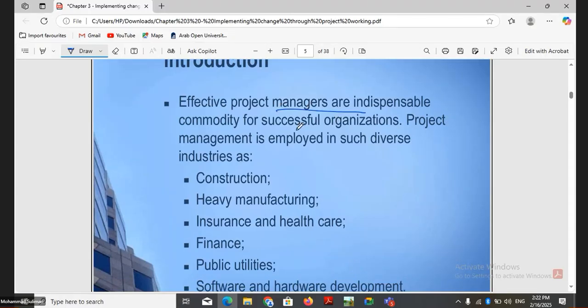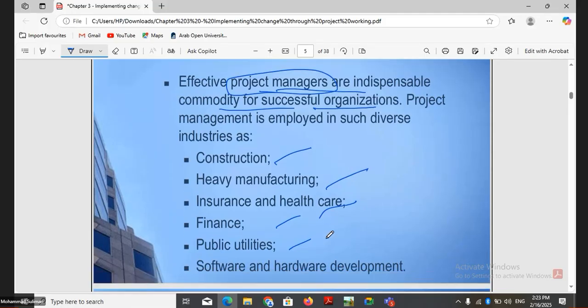Effective project managers are an indispensable commodity for a successful organization. So project managers are very important persons inside the organization for its success. Managers are going to handle the project management and they are going to work in different fields. So project management is not only in a particular field, but it can be in construction, manufacturing, healthcare, finance, public sector, software, hardware development. Almost every field will have project managers where there are projects, right? So in any organization, when there is a project or the organization wants to bring some changes through projects, there is a person called the project manager who oversees everything and is responsible for the whole work to be done.